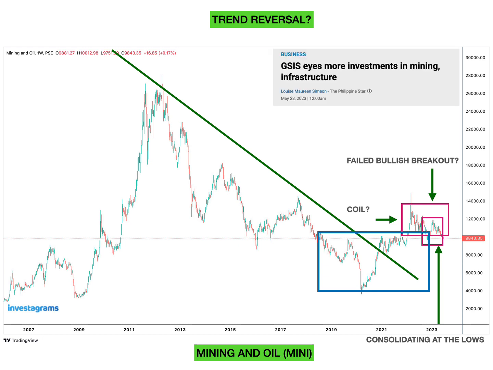I found this article that says that GSIS eyes more investments in mining and infrastructure. So I checked out the chart, and it seems that chart of mining and oil seems lethargic at the moment. It seems to be moving sideways to downwards, although there's also a bullish bias because it already broke above the uptrend line. So there's no need to hurry to get into this investment. We need stronger signals for a possible uptrend or a possible trend reversal for the mining and oil sector.